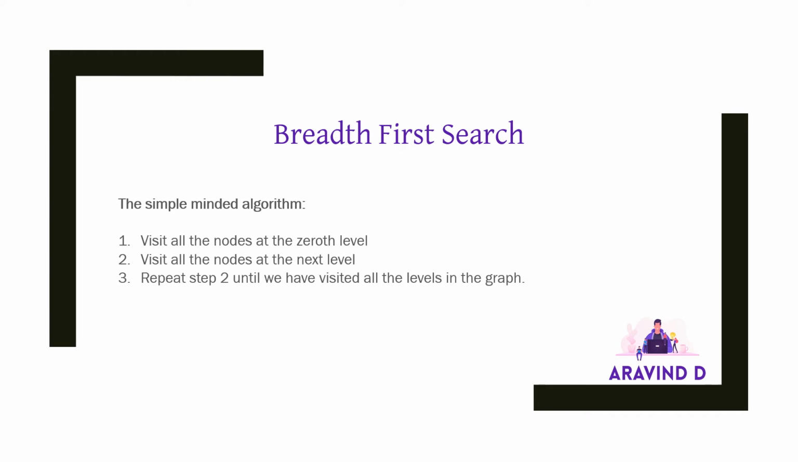So let us first try to devise a simple algorithm of how we can do it. What we have to do is, the first step is to visit all the nodes at the zeroth level. That is, we are going to visit the root first. And then we are going to visit all the nodes at the next level. And we are going to repeat step 2 until we have visited all the levels in the graph.